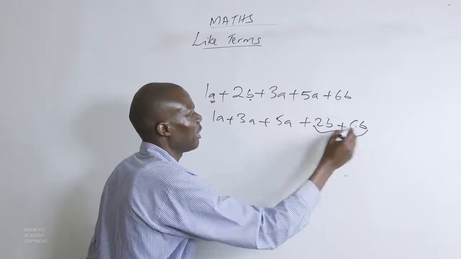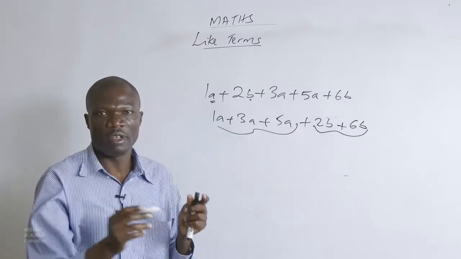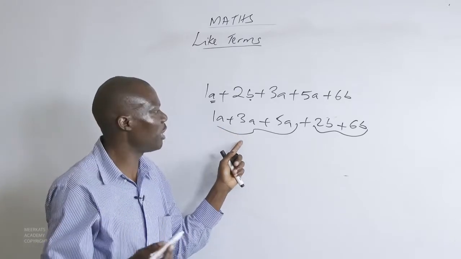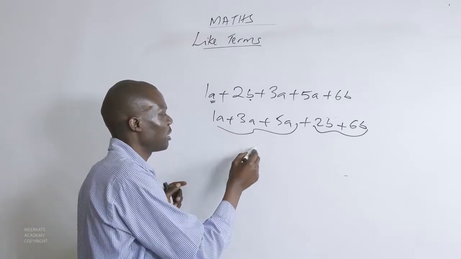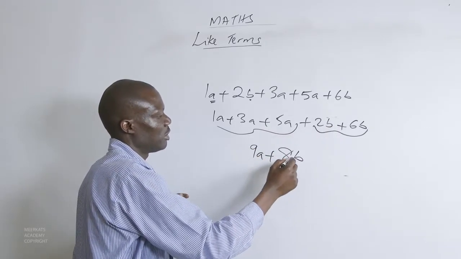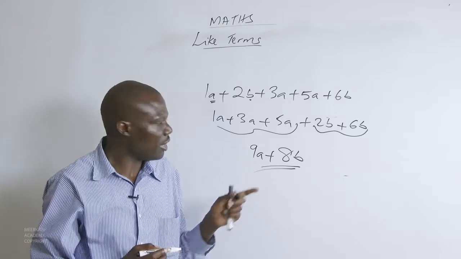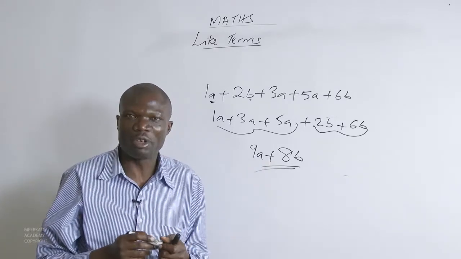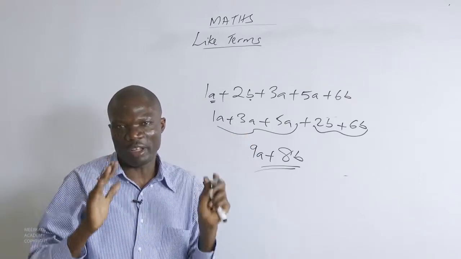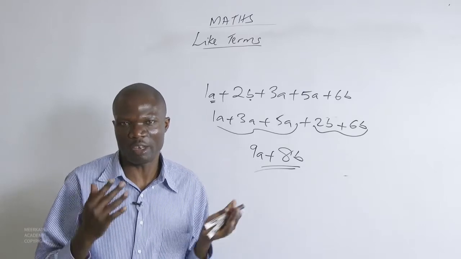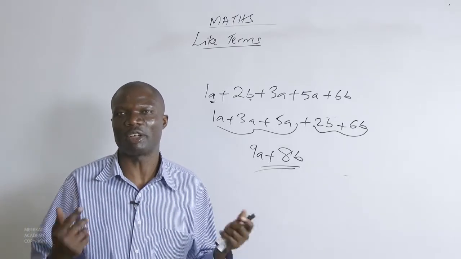Those are the ones which are brought together. So you realize these are like terms, these are like terms. When you do that, 1A plus 3A gives us 4A. 4A plus 5A gives us 9A, then plus 8B. Because A and B are not like terms, when simplified, they'll remain the way they are. You cannot combine them. You cannot add them up. A and B are not like terms. They cannot be added.